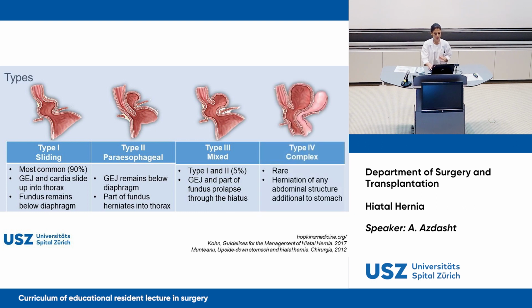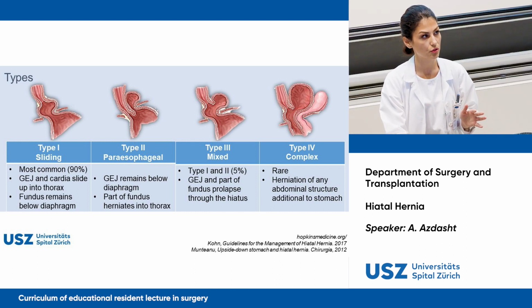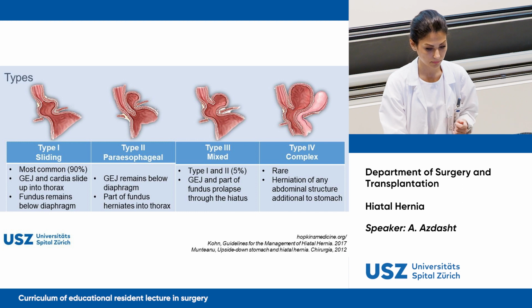And type 4, the complex hiatal hernias, which is actually a rare condition, but in this case, we have a herniation of any abdominal structure other than the stomach. So this can be the omentum, it can be the colon, it can be the spleen even.